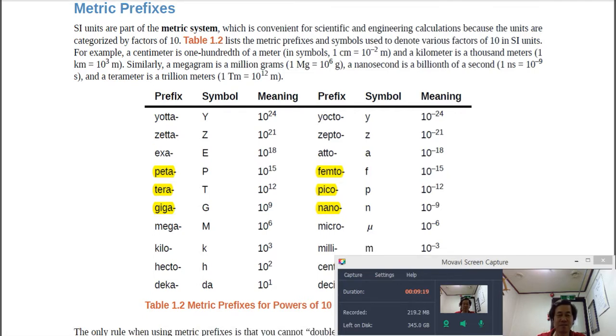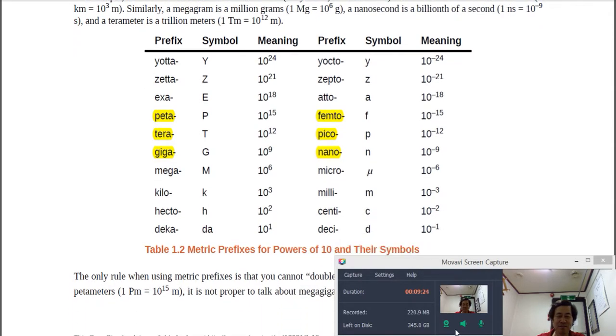We use some prefixes. For instance, 10 to 15 is called the peta. 10 to 12 is called the tera. 10 to 9 is called the giga. Whereas 10 to minus 15 is called a femto, and 10 to minus 12 is called pico. And as you may know, 10 to minus 9 is nano.